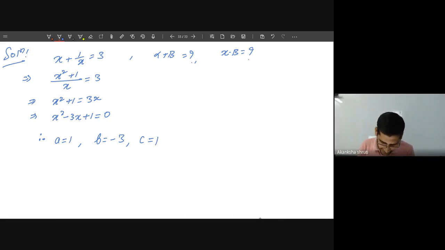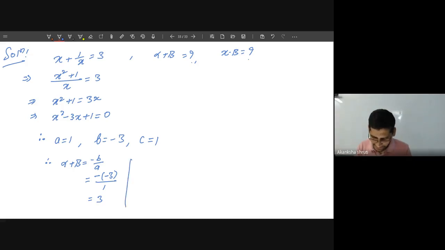Student, after calculating this A, B, C, we are free to choose the formula for sum of roots and product of roots. Sum of roots is minus B by A. So this is given by substituting: minus of minus 3 by A, which is 1. So this is simply 3.